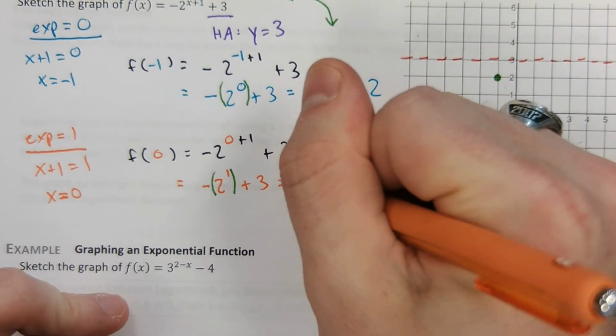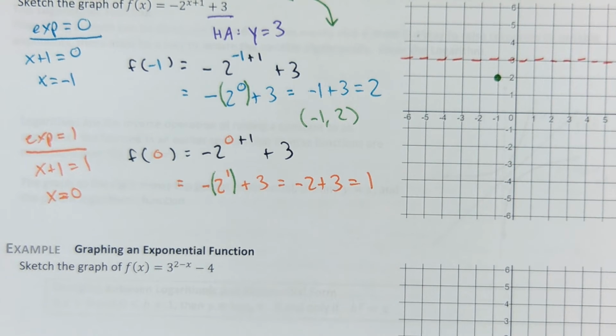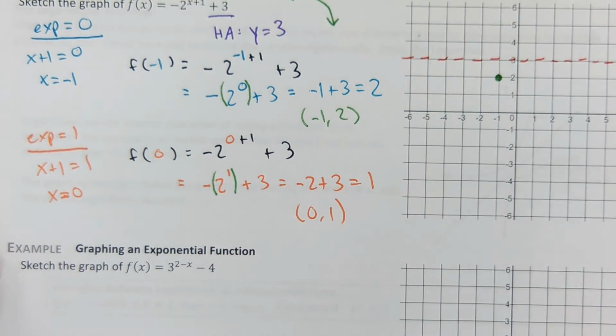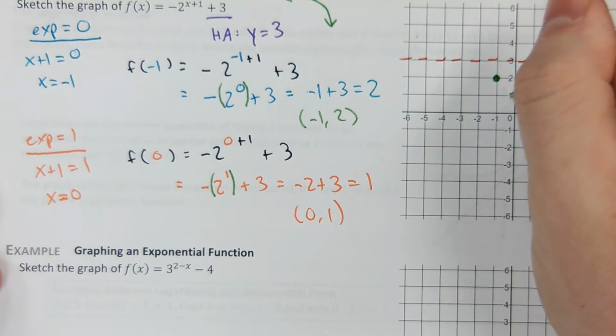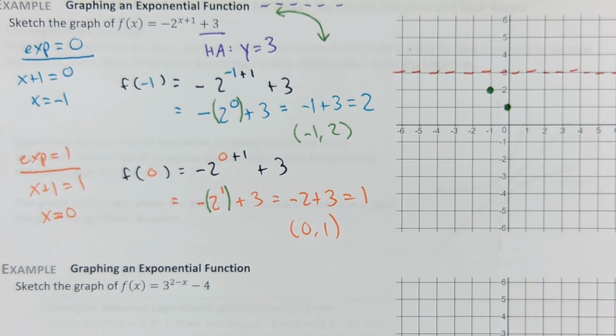We're going to get -2 plus 3 equals 1. So 0, 1, which is right here. Could I find more points? Sure. I can figure out what makes the exponent equal 2. I can figure out what makes the exponent equal 3, so on and so forth. But I don't need to.